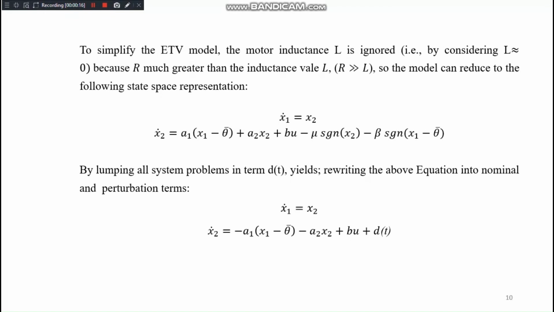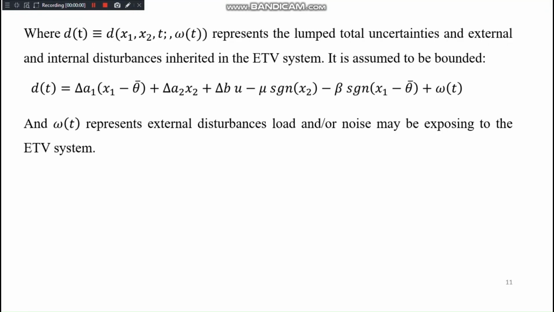This leads to an update of the set of equations, also combining all nonlinear functions and system issues into the term d of t, which will represent the nonlinearity of the system. So d of t in this case will be the total of uncertainties of the system as represented by delta, as well as external and internal disturbances of the electronic throttle valve as represented by w of t.